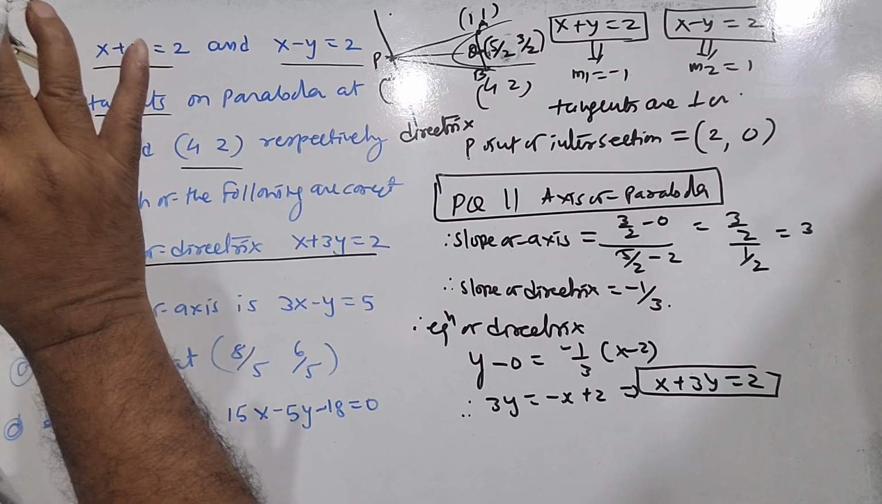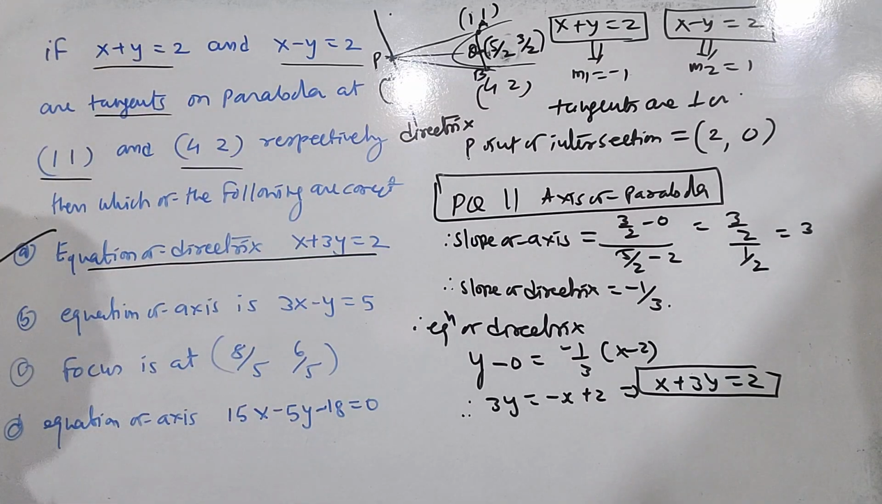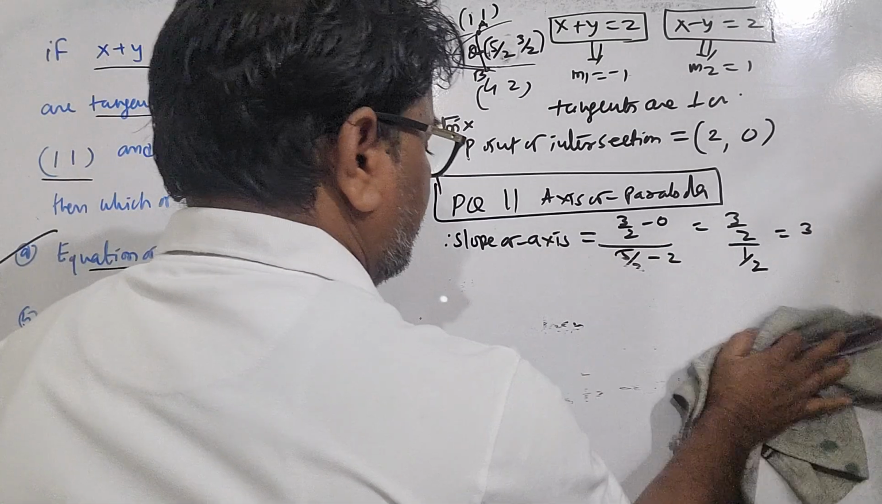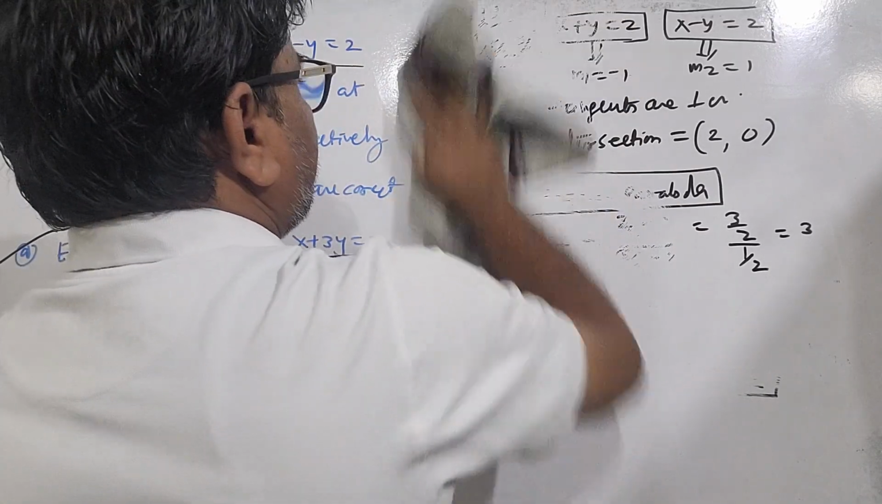Now what do we have to do? The equation of the axis. How to find the equation of the axis? That is a different thing. First we will find the focus. Now here again we will use a very important property of the parabola. What is that?